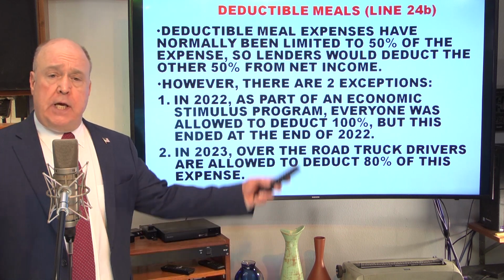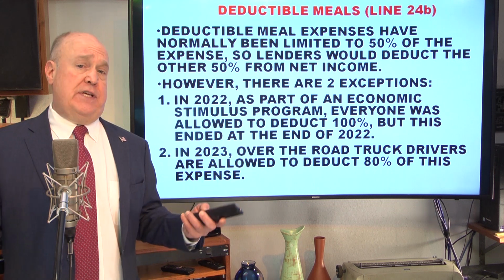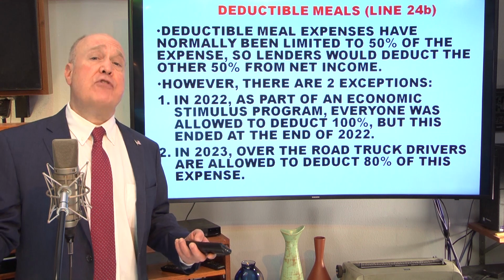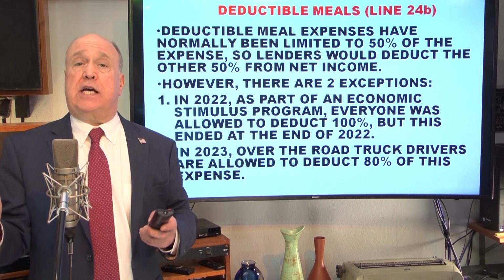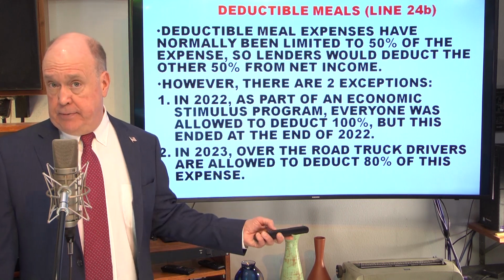the expense. But if we assume 50%, and most lenders are just going to assume that this deduction is 50% of the expense, what they'll do is they'll take the other 50% of the expense and subtract it from the income that they're going to use because they're assuming that this deduction is understated.